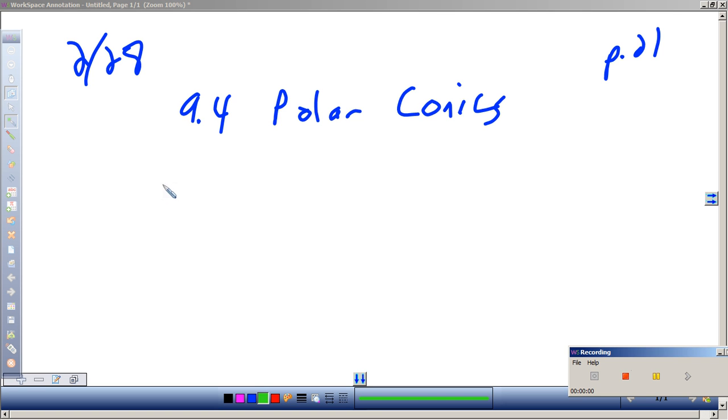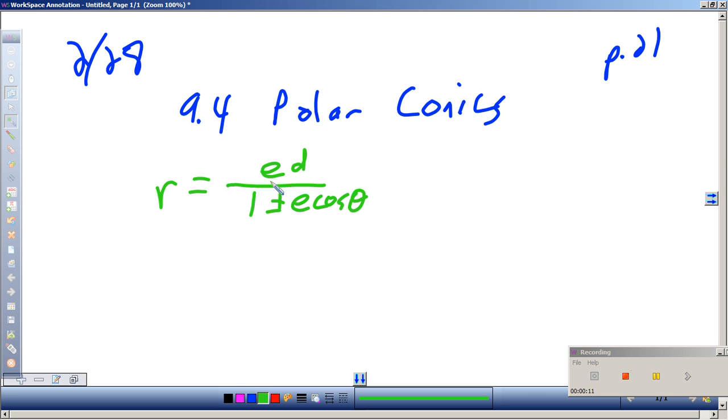So, our base form of the equation. We've got r equals ed over 1 plus or minus e cosine theta, or r equals ed over 1 plus or minus e sine theta. These are our two base forms of conics in polar coordinates.